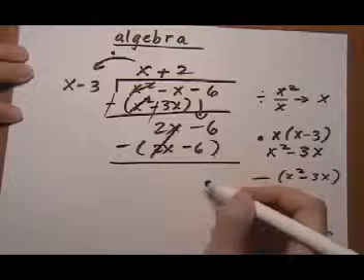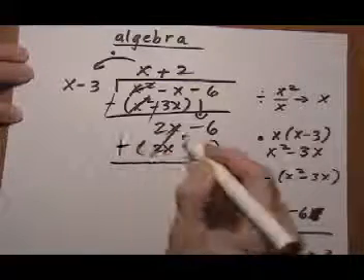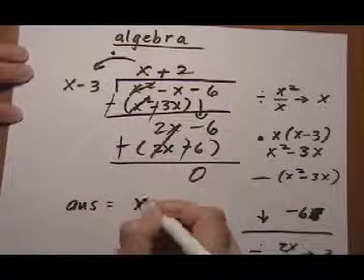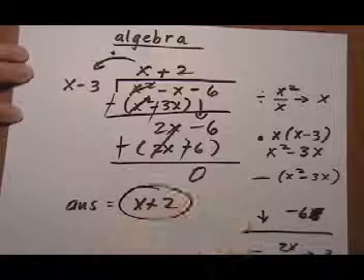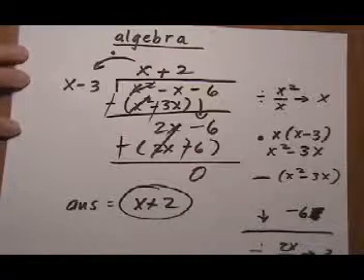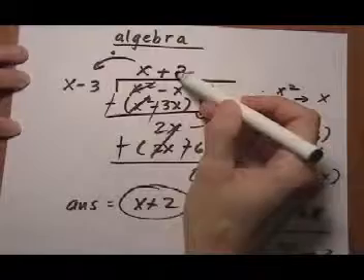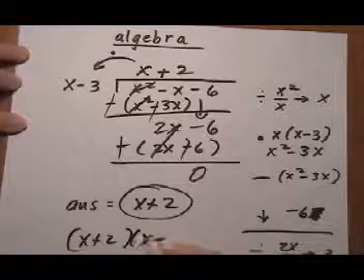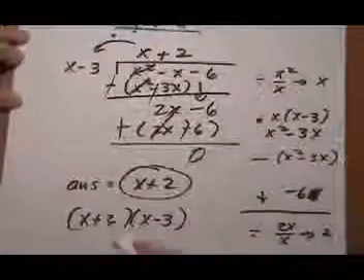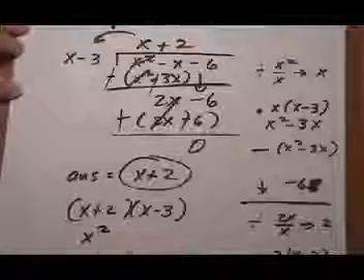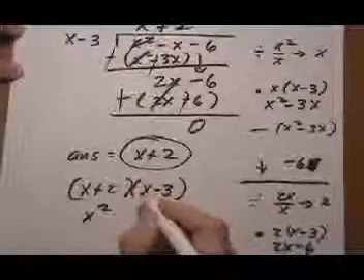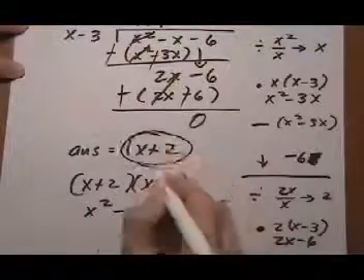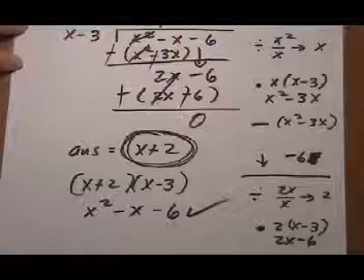2x minus 2x is gone. Minus 6 minus a minus 6, plus, is out, leaves us a 0. So our answer is x plus 2. And just like with the arithmetic, we can check the answer by checking to make sure x plus 2 times x minus 3 equals the inside. If we do a quick foiling, we get x squared minus 3x plus 2x is minus x. Then take away 6. And it works. So our answer with no remainder is x plus 2.